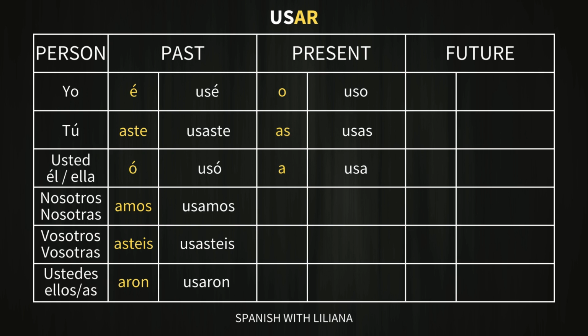For nosotros or nosotras, we'll replace the ending with amos. So the present is usamos. It's actually the same as in the past tense. For vosotros or vosotras, we're going to replace the ending with ais. So the full verb is usáis. And for ustedes, ellos or ellas, we'll replace it with an. So the verb becomes usan.